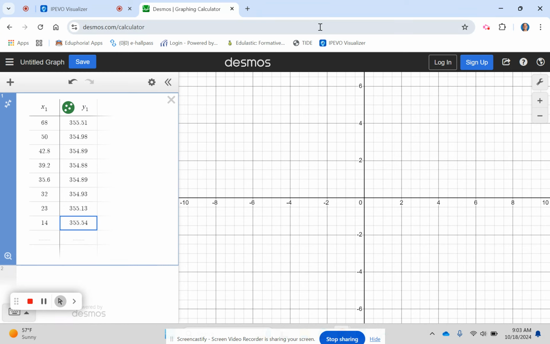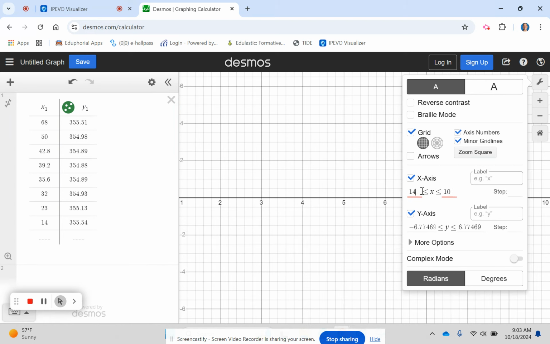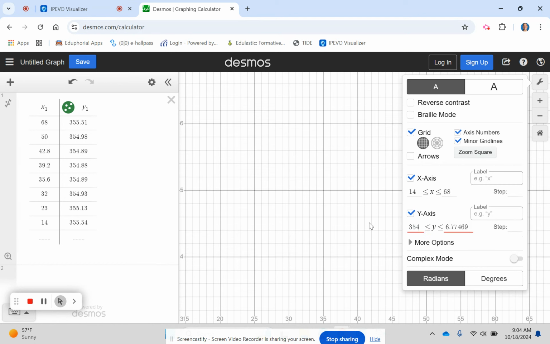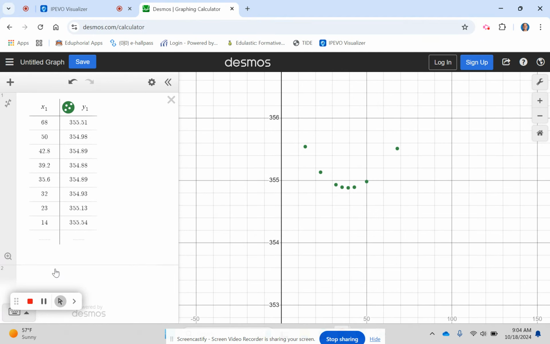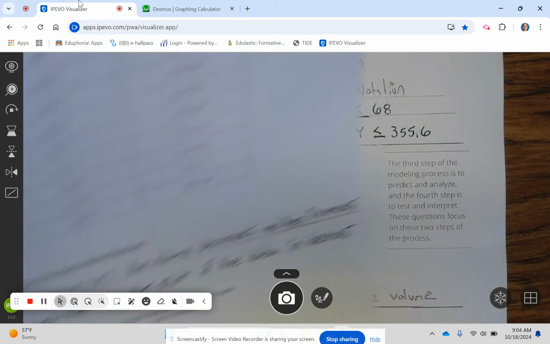All right, now we need to again adjust the window so we can see our points. So the x-axis, let's go from 14 to 68. And then the y-axis, let's do 354 to 355. And then we're going to zoom out just a little bit. There's our points. All right, let's take a look at the next page.